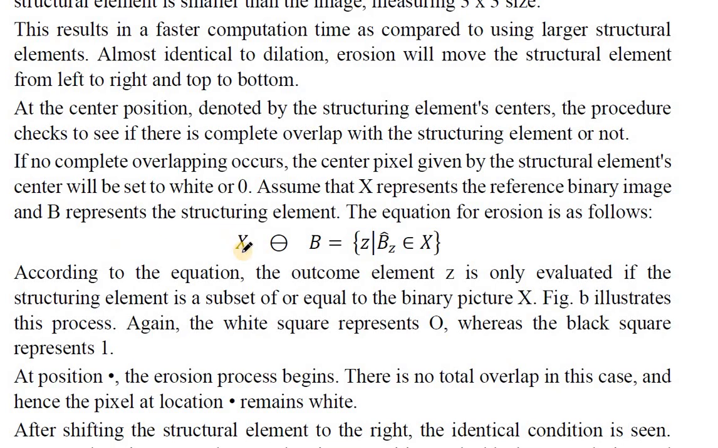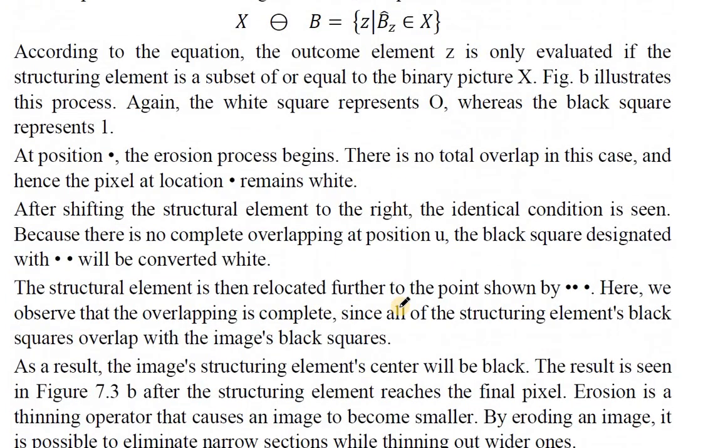Let us assume that X is our image, a binary image. Binary means black and white, only two colors. And B is our structuring element. So how is the erosion given? The outcome element Z is only evaluated if the structuring element is a subset of or equal to the binary picture X.